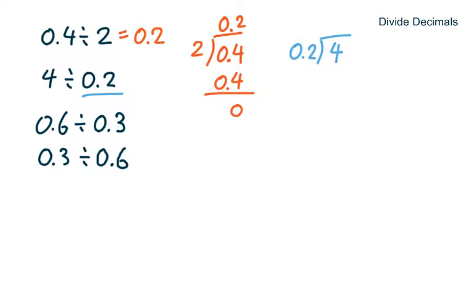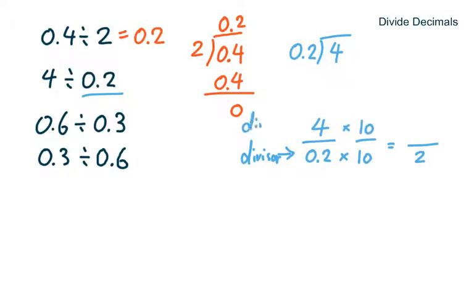So we know that another way to write division is by writing as a fraction. So we can also write this as 4 over 0.2. And if we want to change the divisor, which is 0.2, into a whole number, we know that we need to multiply 0.2 by 10, which gives us 2. But we also have to do the same thing on top for the dividend. So 4 times 10 is 40.